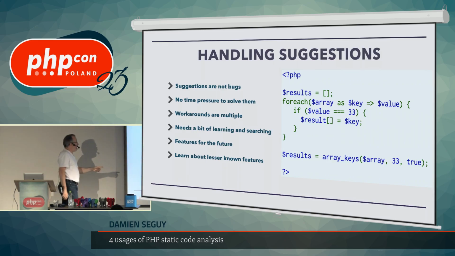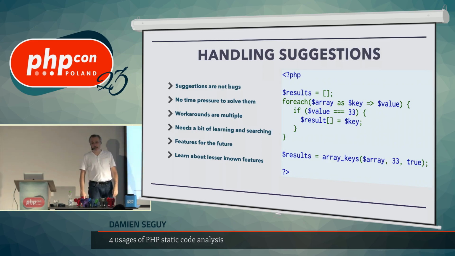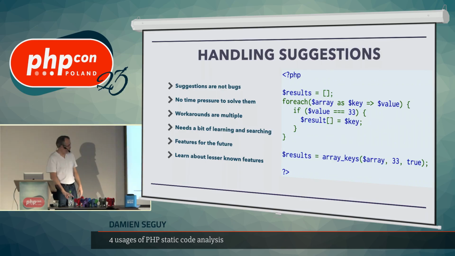So here I have the foreach that's doing exactly the same as array_keys. It's looking for the values that are 33. The third argument is just a question to ensure that it's a strict type equality, or just a relaxed one. Standard PHP stuff.